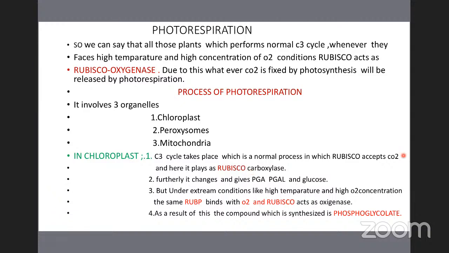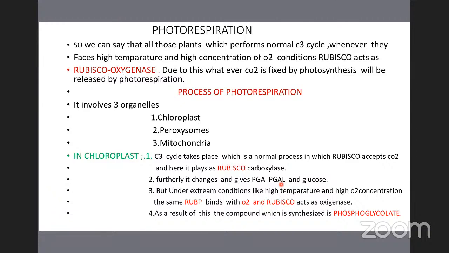CO2 is accepted by RUBP. That's why these changes are controlled by the enzyme RUBP carboxylase. The first product produced is phosphoglyceric acid, and this phosphoglyceric acid further undergoes various chemical reactions and results in the formation of phosphoglyceraldehyde phosphate.